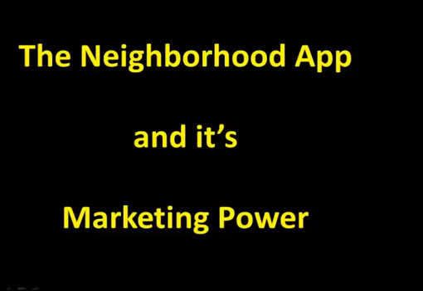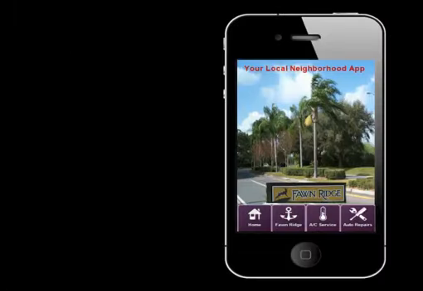The neighborhood app and its marketing power. Okay, here's a neighborhood app. This one's Fawn Ridge Subdivision. We're going to just briefly run through it. This would be what the residents of the neighborhood could download on their smartphone or any other kind of mobile device they may have. But we're going to just assume smartphone because that's what most people will be using.